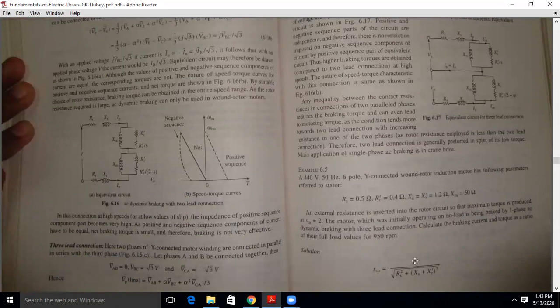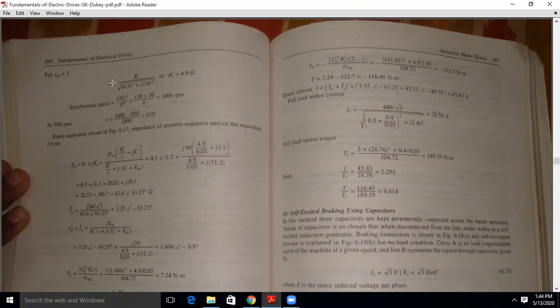So now this is the formula for maximum slip. Ri dash divided by under square root Ri square plus xs plus xi dash square. So now for SM is equal to, this is the condition. We just put the value here 2. So Ri dash we need to calculate that rotor resistance. So this is the 4.9 rotor resistance. Now synchronous speed, it is 120 divided by P, it is 1000 RPM. Now whatever the slip is there, so it is 1000 minus 950 over 1000, it is 0.05.